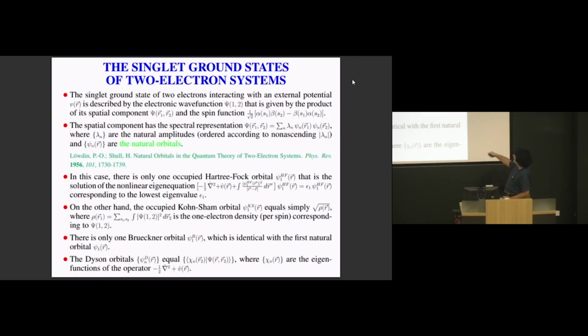We have Hartree-Fock orbital, only one Hartree-Fock orbital, because for 2 electrons it is a solution of this nonlinear Hartree-Fock equation. We have occupied Kohn-Sham orbital, which is nothing but the square root of electron density per spin. Brueckner orbital, which turns out to be the same as the first natural orbital if we order them according to non-ascending lambdas, and lambdas are called natural amplitudes. And we have Dyson orbitals.